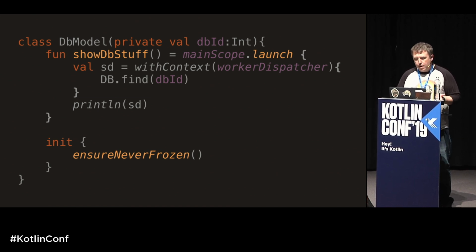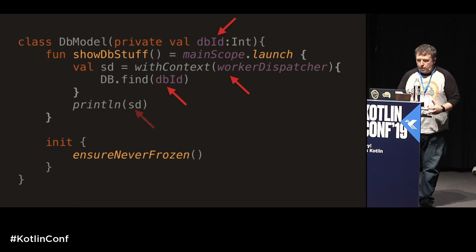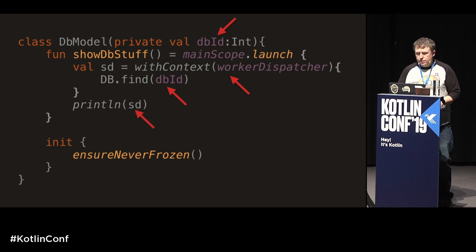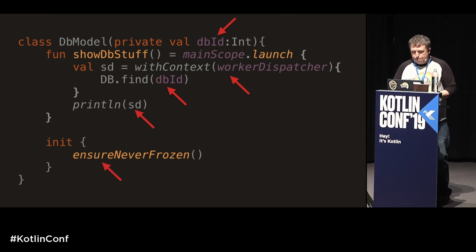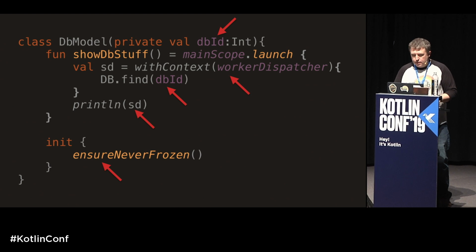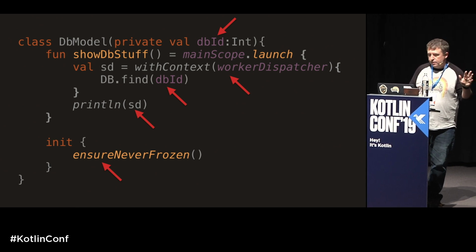So something probably a little more real world useful. We're going to have a data model that takes an ID as a value parameter, and it switches to a background thread, and it's going to call a database with that ID to get a value, and we're going to print it out. We're also going to call ensureNeverFrozen, because we want to make sure that thing is never frozen. That is going to fail, because we're capturing that DB ID when we're passing it into the background thread, and it freezes that whole thing, which will fail with ensureNeverFrozen. So that kind of sucks.